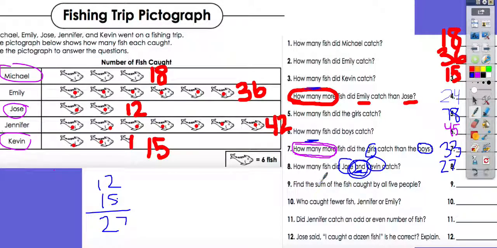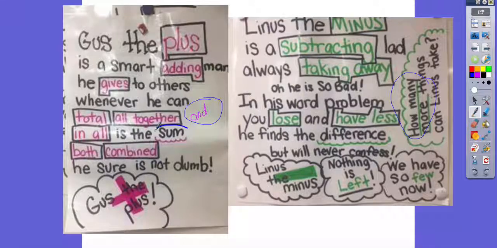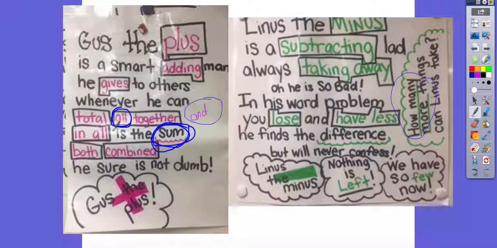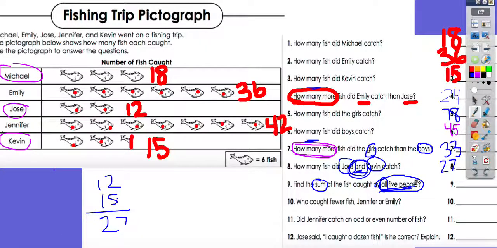Number 9 says, find the sum. What does sum mean? It means to add. Find the sum of the fish caught by all 5 people. What does all tell me to do? Look, I've got sum and all. I'm definitely going to add. What am I going to add up? I'm going to add all 5 people. 1, 2, 3, 4, 5. I'm going to add all these up to see how much fish were caught total. How much fish did those friends catch total that day?